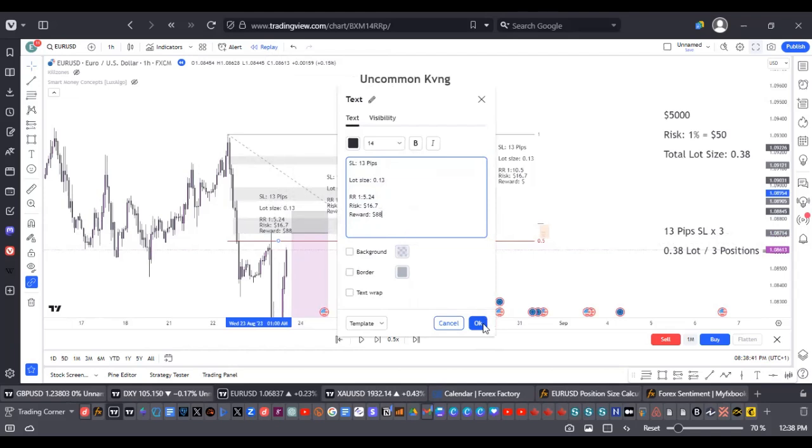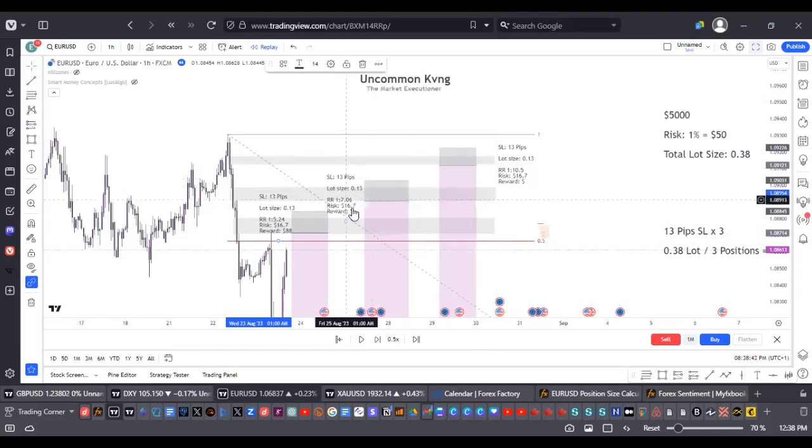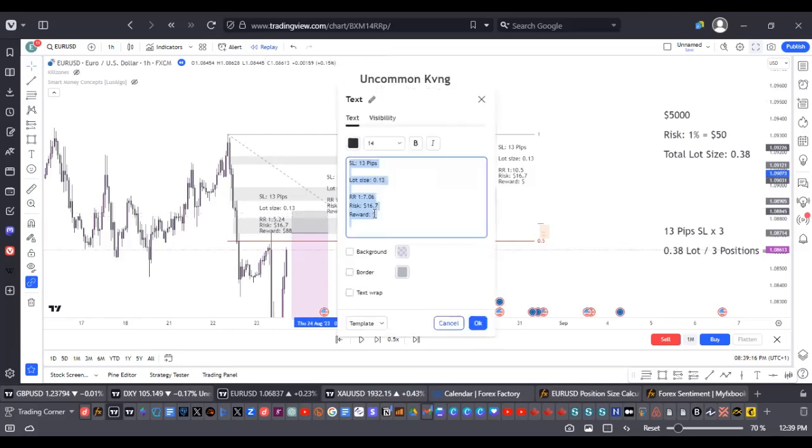Okay, that's $88 reward for this place. For this second position that we're expecting price to react, we are actually risking the same $16.7 to get a 7.06 reward. So that would be 16.7 times 7.06.